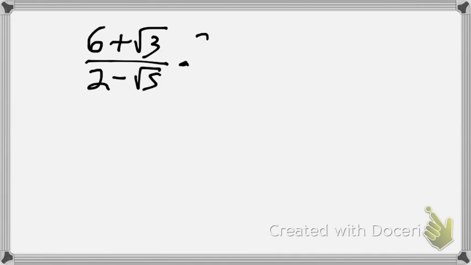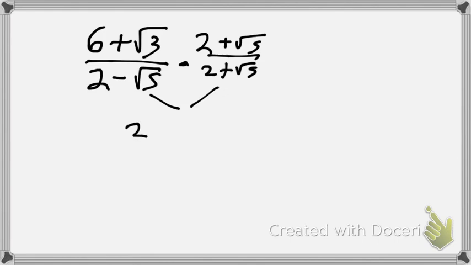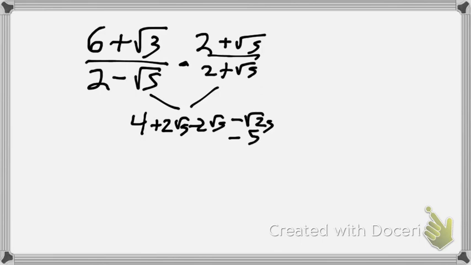So what we need to do is multiply this by 2 plus the square root of 5 over 2 plus the square root of 5. Now these two down here, when we FOIL them out, we get 4 plus 2 radical 5 minus 2 radical 5 minus the square root of 25, which then turns into minus 5. Those two cancel out, so we end up with 4 minus 5, or negative 1.